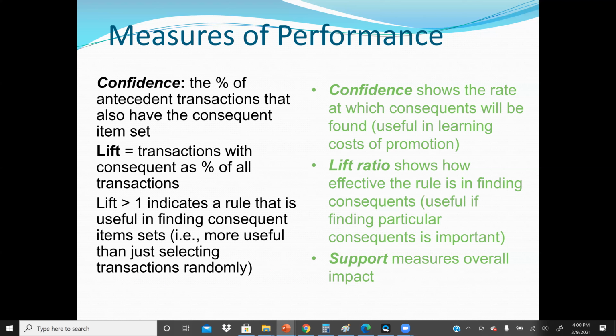How we find the lift is always the ratio of the support over the confidence. Here we say if a lift is greater than 1, it indicates a rule that is useful in finding the consequent item set. That is more useful than just selecting transactions randomly. Support also measures the overall impact, because that's the fraction of the item set in the whole database system. Also, confidence shows the rate at which the consequent will be found. This is useful in learning the cost of promotion.